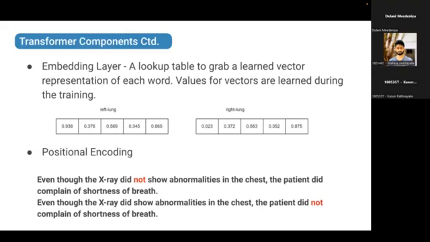And the next important thing is positional encoding. It is used to incorporate the positional information of the input sequence into the model by adding a fixed size vector to represent the position of each token. So we can understand it by using this example. As you can see, the word not completely changes the meaning of these two sentences.